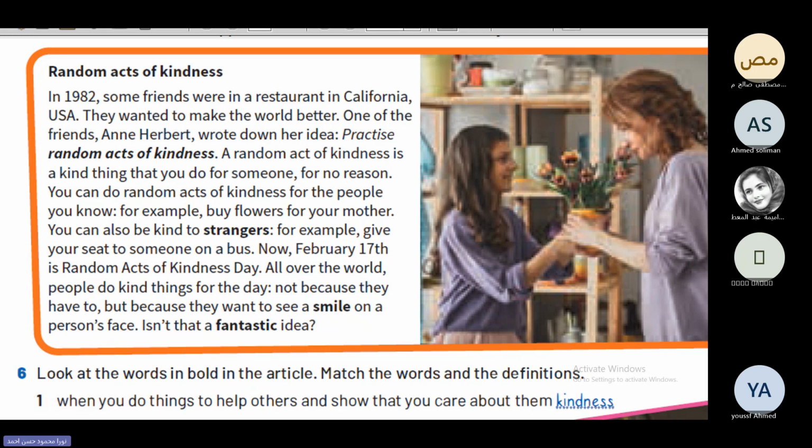Yes, it's a fantastic one. So here we have different ideas of how to do acts of kindness, right? So the writer gave an example here, a very simple one, buying flowers for our mother. Is this a random act of kindness? Yes, it's a very simple one. We can also give seats to old people on buses, right? Okay.